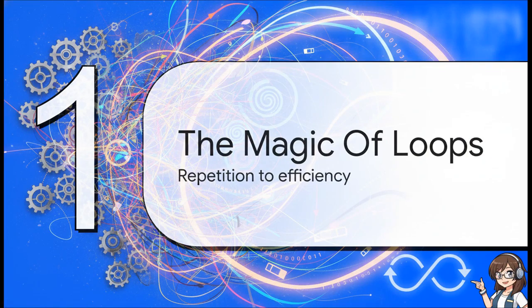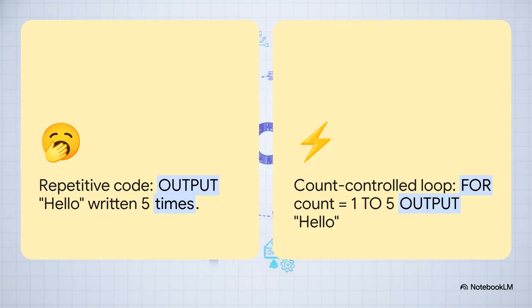Section 1. The magic of loops. From repetition to efficiency. Because without loops, coding would be ridiculously tedious. Think about doing this the old way. If you want a program to output the word hello 5 times without a loop, you literally have to type out the output command 5 separate times. It's messy, it's boring, and imagine if you had to do it 1,000 times. No way. But with a loop, you just tell the computer to count from 1 to 5, print hello, and move to the next count. It's clean, it's short, and it's infinitely easier to change later.